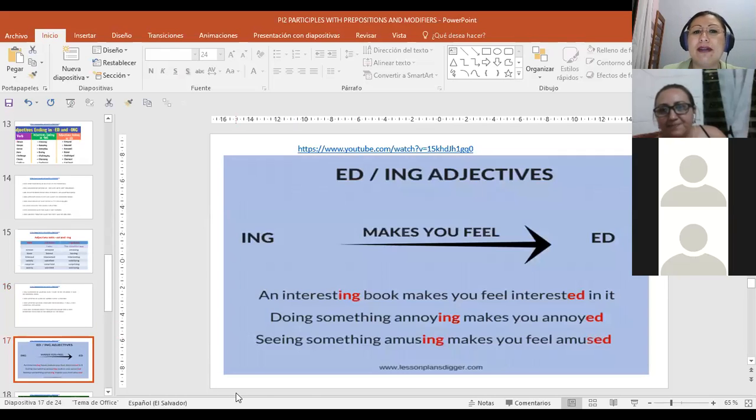And here I have another slide in order to show you the differences. For example, I have the ing and makes you feel ed. Aquí está al revés, ¿verdad? El ing le hace sentir ed. An interesting book makes you feel interested in it. Un libro interesante les hace sentir interesados en él. Doing something annoying makes you annoyed.